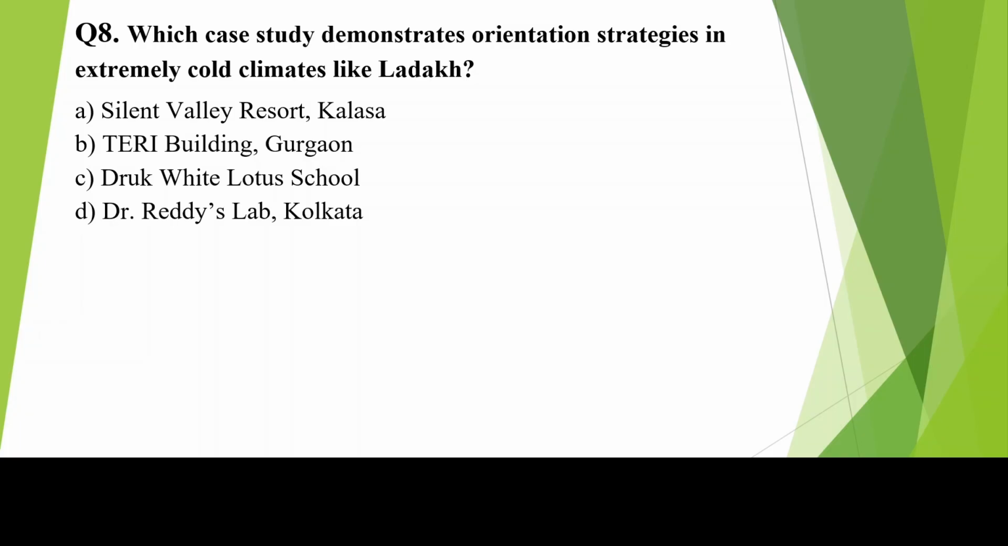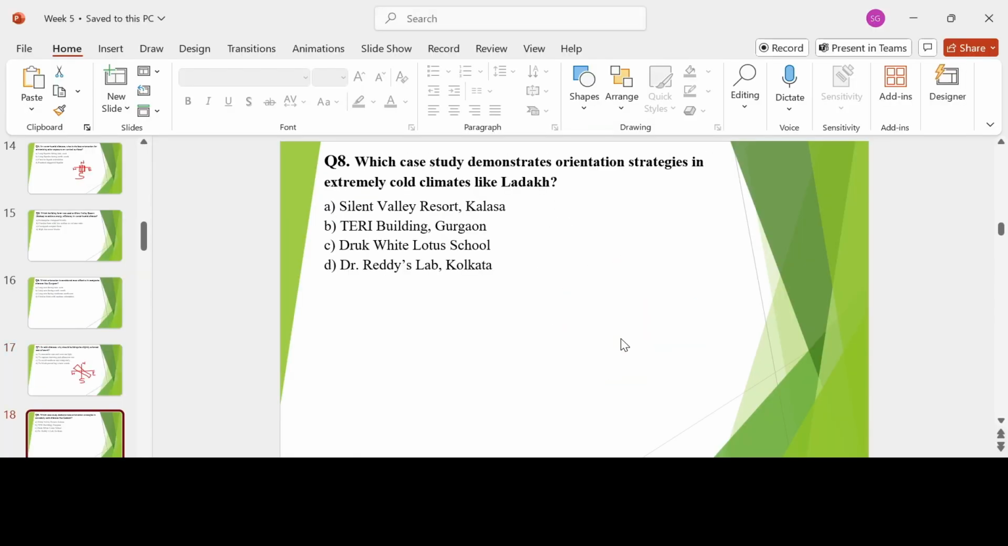Yeah, so one case study was discussed which was based on cold climate conditions like Ladakh. Out of the four case studies, Terry, Gurgaon is mentioned, so from the options itself you can discard Gurgaon, as it is not a cold climate condition. Silent Valley Resort, Kalasa. Yeah, so it's easy to mark the correct answer. Let me see whether you are able to answer it and recall it or not.